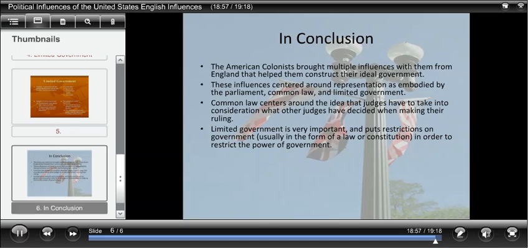Let me know if you guys have any questions. Your homework is below. Again, you're going to be asked to summarize where English influences came from and how they were both practical and philosophical.